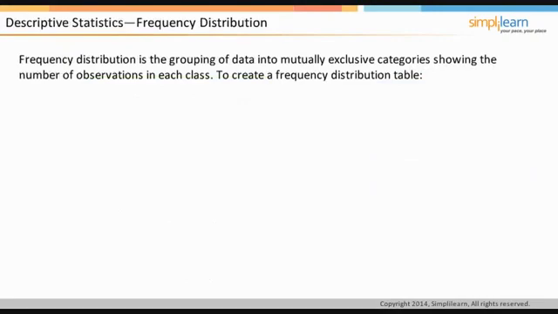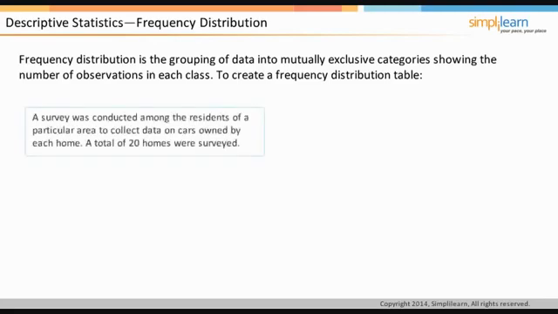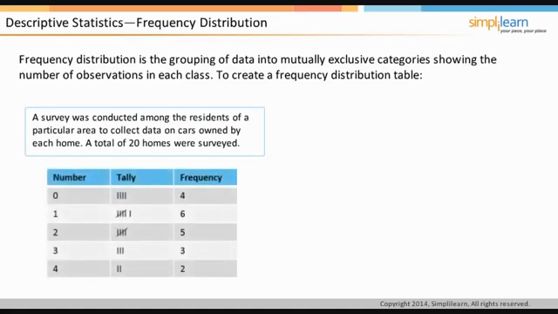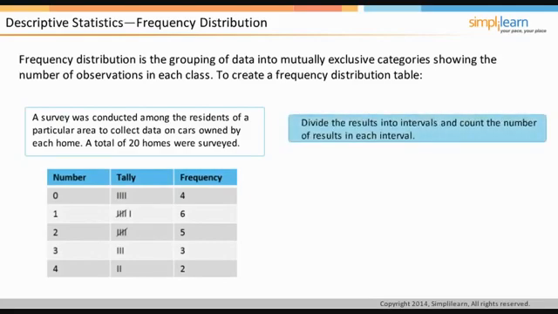Frequency distribution is a method of grouping data into mutually exclusive categories, showing the number of observations in each class. An example is presented to demonstrate frequency distribution. A survey was conducted among the residents of a particular area to collect data on cars owned by each home. A total of 20 homes were surveyed. To create a frequency table for the results collected in the survey, the first step is to divide the results into intervals and count the number of results in each interval.